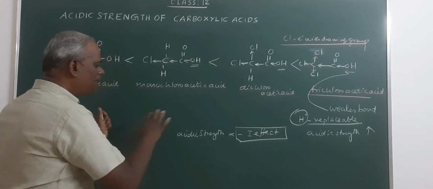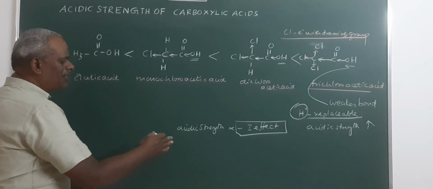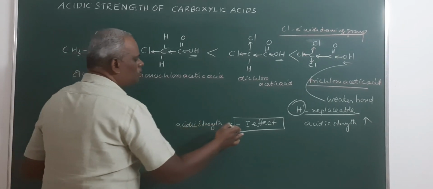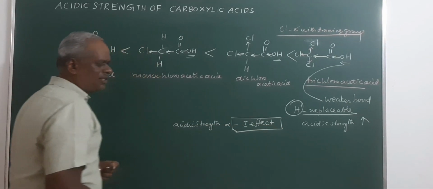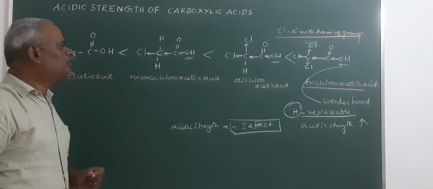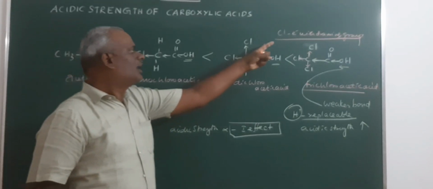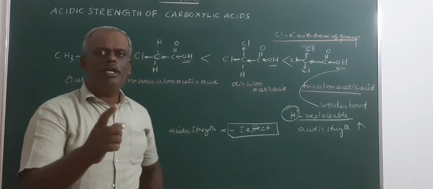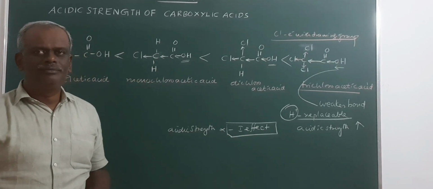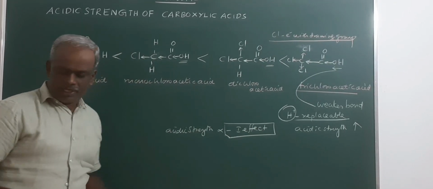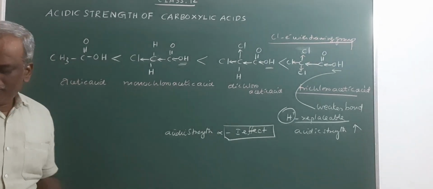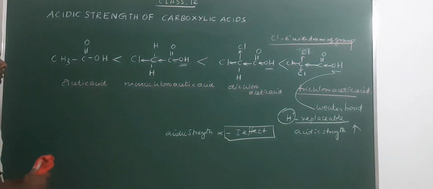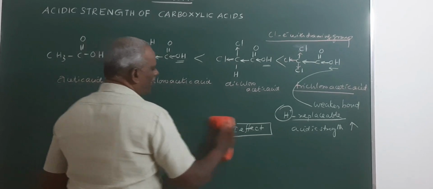So it's an interesting comparison. The acidic strength increases with minus inductive effect. Which is responsible for this minus inductive effect? Electron withdrawing group, namely chlorine atom. Okay, based on the same idea, we can have one more comparison. This is the other comparison.